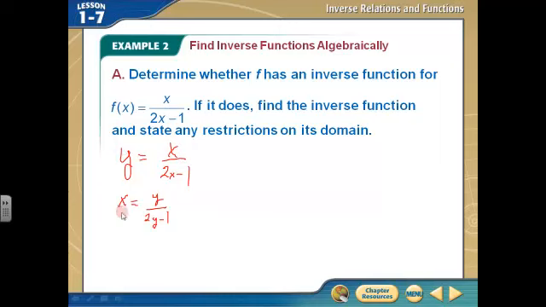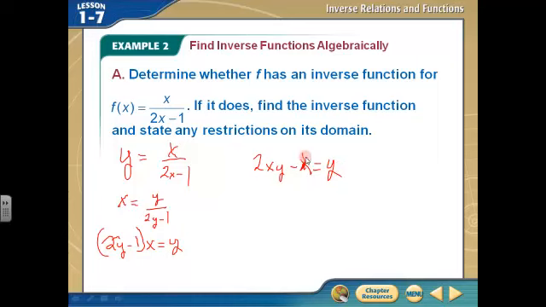Now I have to solve this for y. This should be algebra just for you guys. We know we can't do anything with this 2y in the bottom, so I have to multiply it by both sides. So I have (2y minus 1) times x equals y. Distributing the x into there, that gives me 2xy minus x equals y.